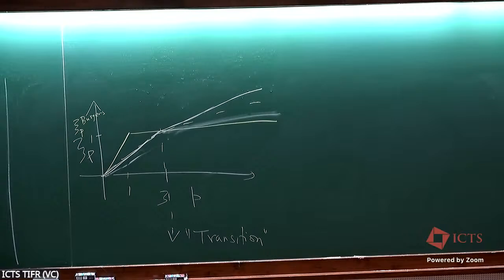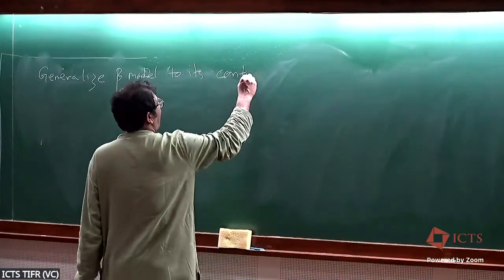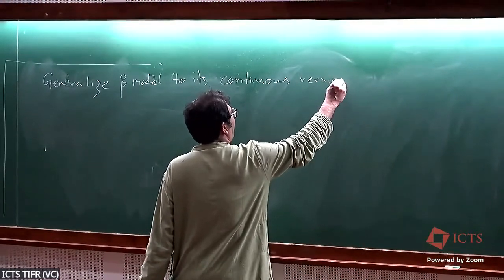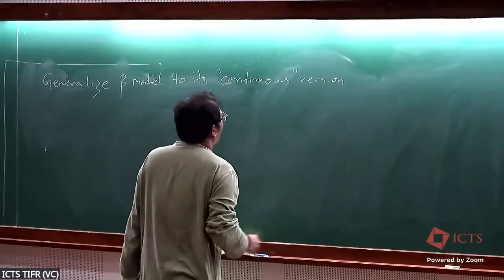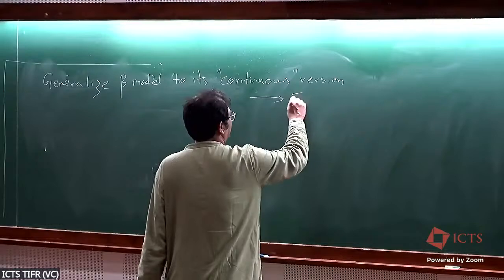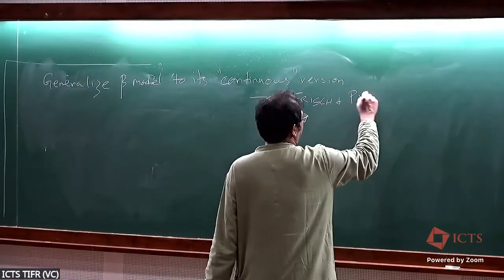So what we need to do, taking inspiration from the bifractal model, is generalize the beta model to its continuous version. And this was an idea which was constructed by Frisch and Parisi.